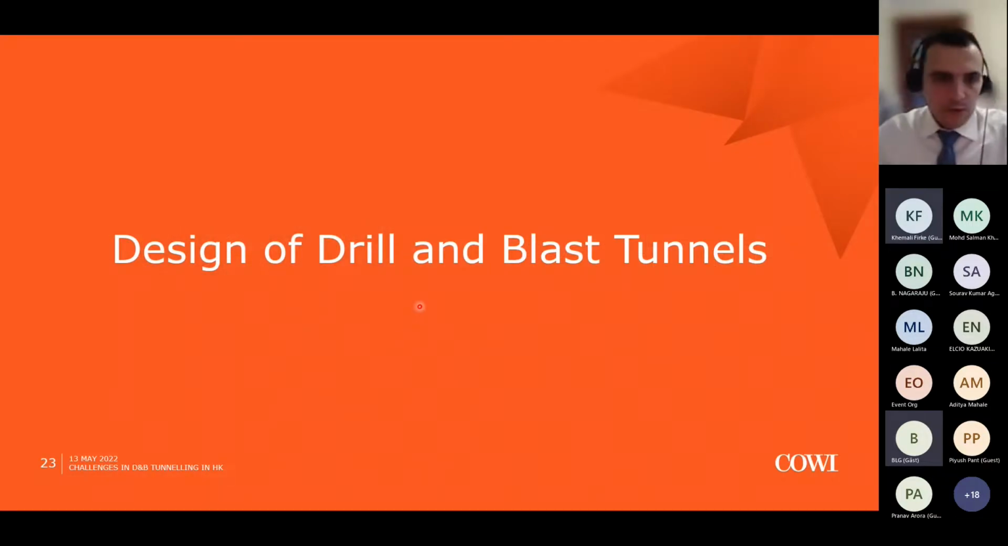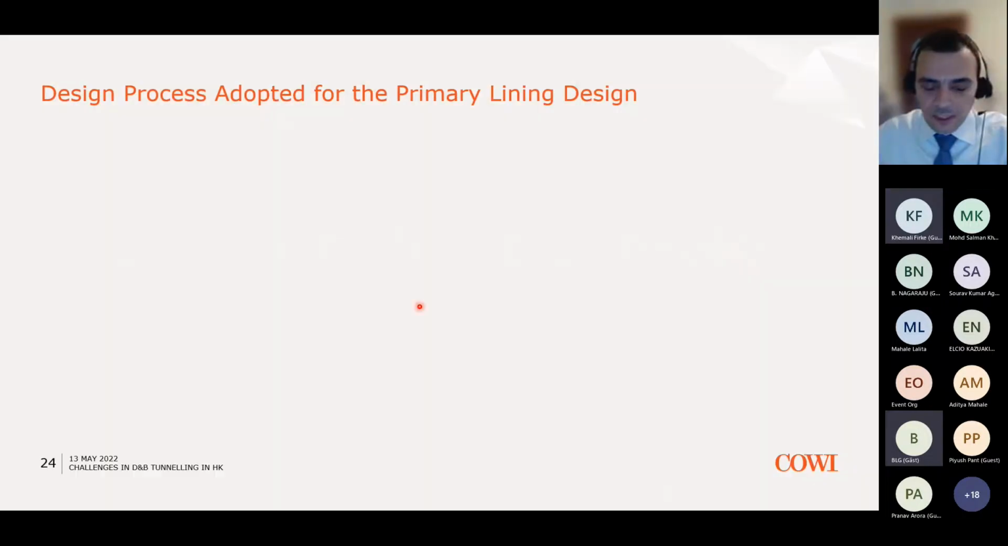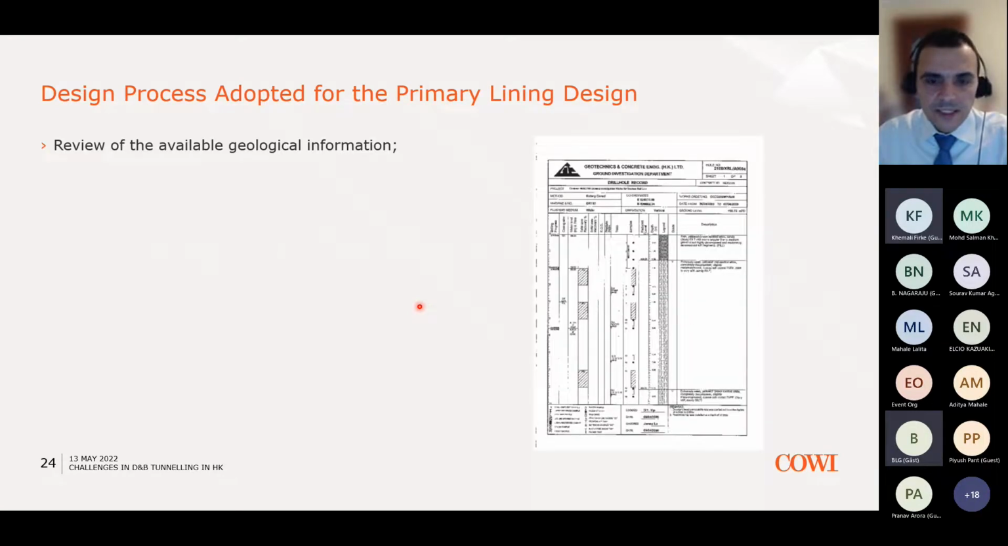So moving on now to the design elements, the design parts of a drill and blast tunnel. I will briefly discuss the process of the design. So initially we need to gather all the available GI information with regards to boreholes, lab tests, in situ tests, and make an assessment of the ground conditions, create our own geological model, derive our own design parameters.